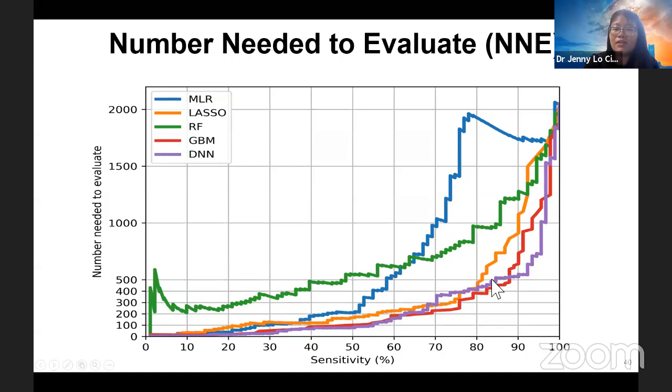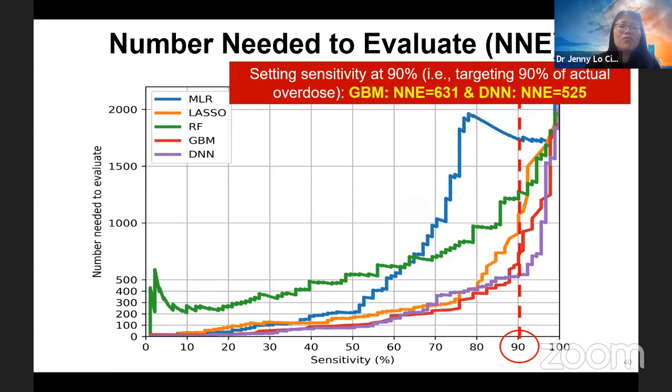But how do I interpret this graph? The x-axis is the sensitivity, and the y-axis is the number needed to evaluate. That means if you want to have 90% sensitivity, which means you want to target 90% of the actual overdoses, how many people do you need to screen in order to identify one opioid overdose? For deep learning, it's 525 people in order to identify one. And the gradient boosting machine approach is 631.